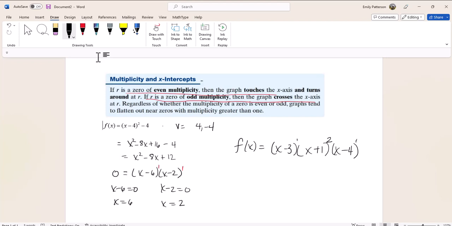So this is just an example. I've just taken a polynomial and made it up. But in fully factored form, this is going to be x minus 3, x plus 1, and x minus 4 squared. So according to this theorem, because this one has an odd multiplicity, this should cross. Because this one has an even multiplicity, it should touch. And this one has an odd multiplicity, it should cross. So let's put it into Desmos and see what happens.